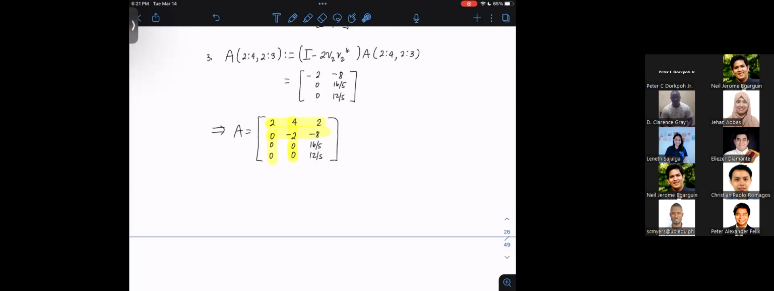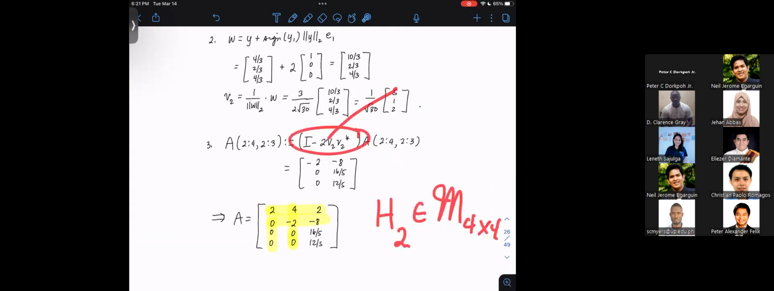But before going to the third iteration, I need to take care of the matrix H2, or I need to take note of the matrix H sub 2. The matrix H sub 2 again should be 4 by 4. It should be a 4 by 4 matrix, right? But I minus 2 V2 V2 star. What is V2 again? V2 is 3 by 1. V2 star will then be 1 by 3. So their product would be 3 by 3.